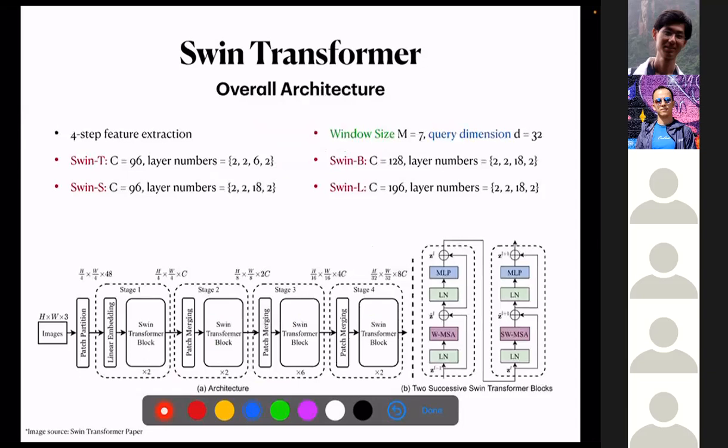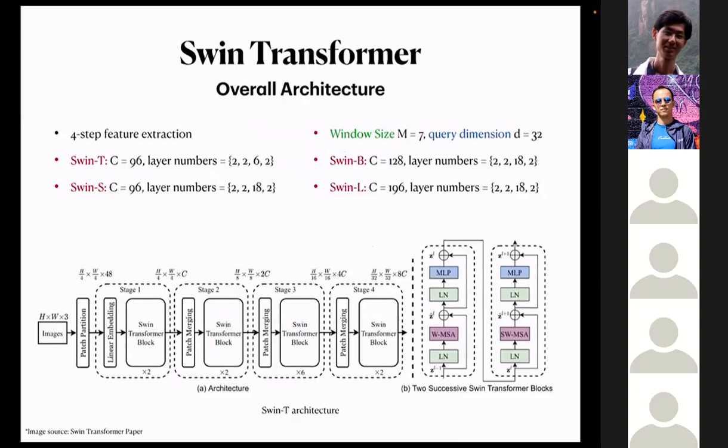And this is the overall architecture. They introduced four different sizes. If you remember, we talked about C, which is called the capacity of the neural network. So every token is projected into C-dimensional space. We can play with it to come up with larger networks.